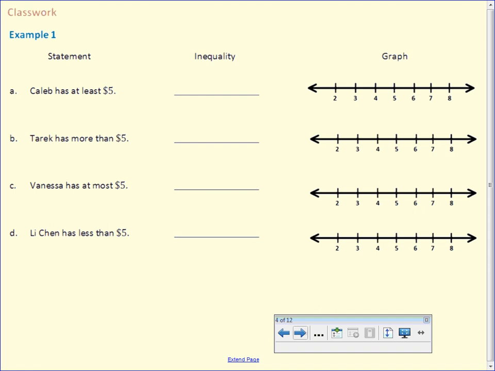Let's stop and think about it. It's at least 5. So 5 is the smallest it could be. I've got at least $5. So if it's at least 5, could it be 6? Could be 6. It could be 7. It could be $5 and a penny. Could it be $4? No, because it's at least 5. So it's 5 or more. So what Caleb has is greater than or equal to $5, because it's at least 5. 5 is the least it could be. 5 is the smallest it could be. But it could be 5 also.